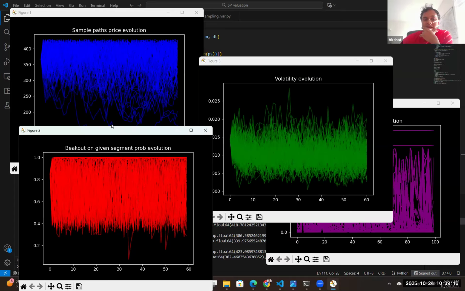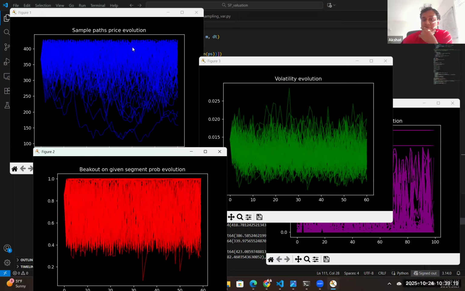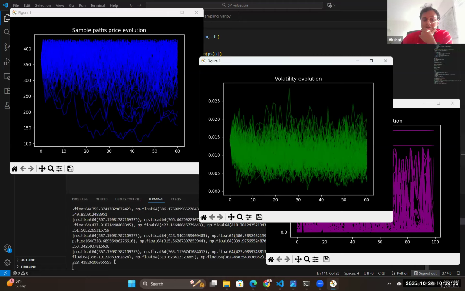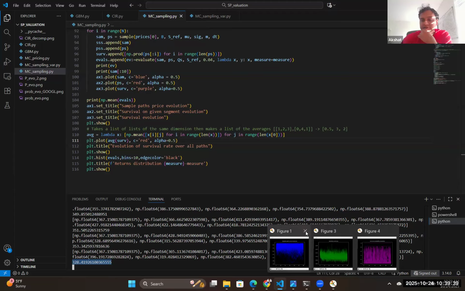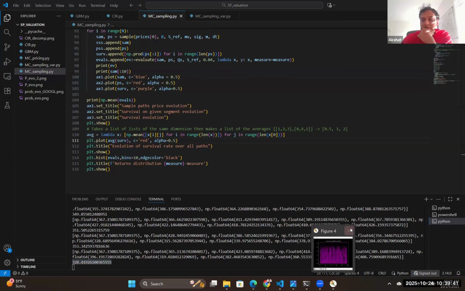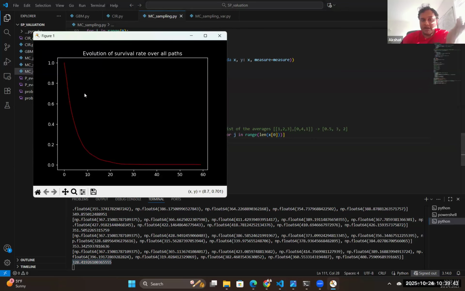We have an understanding of our sample paths, which now depend on this volatility. And we also have an understanding of the way volatility and price are correlated to one another. This is also part of our model, which makes it extremely powerful. Of course, from this model, we also get an understanding of pricing. Here I was using it on the S&P, for example. And we can also get an understanding of the evolution of the survival rate over all paths.